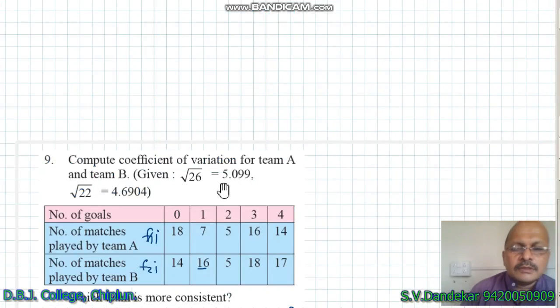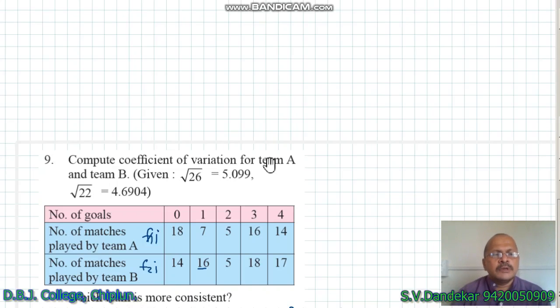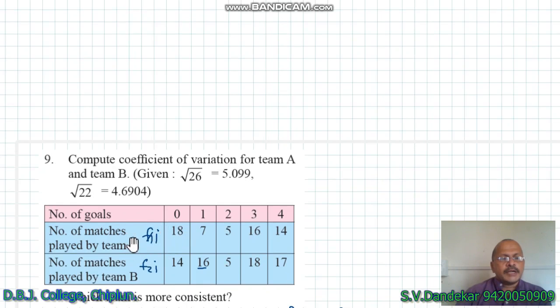Let us solve this ninth problem. Compute the coefficient of variation for team A and team B, given that square root of 26 is 5.099 and square root of 22 is 4.6904. I don't know whether these values are useful or not. Number of goals scored and number of matches played are given here by team A and by team B.